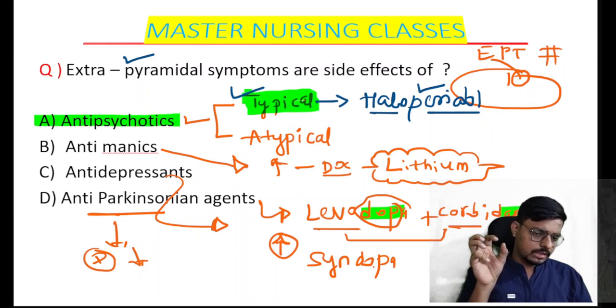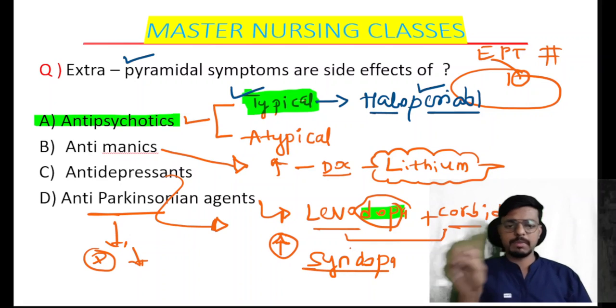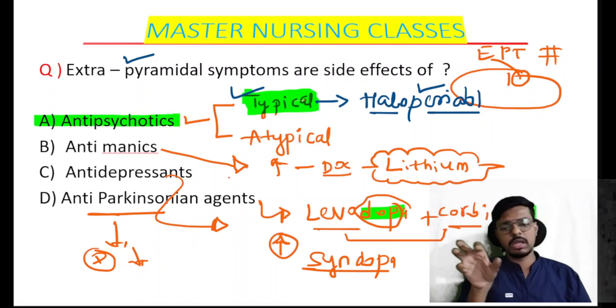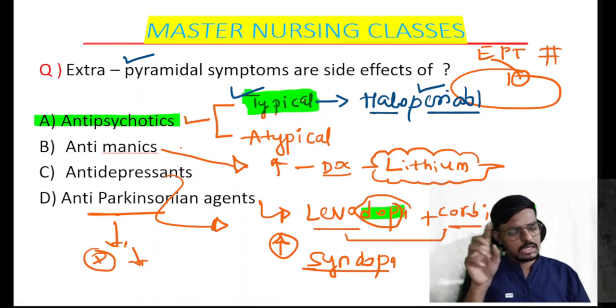Okay, Syndopa, considering both levodopa plus carbidopa. These medicines will be given in Parkinsonism, students. Hope the concept is clear for this question, and the answer for this question would be yes, antipsychotics.